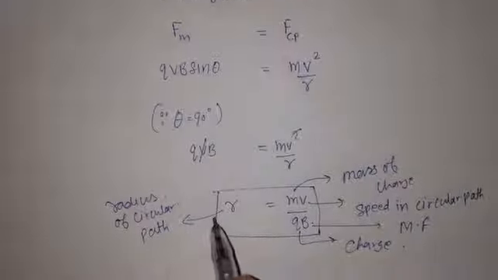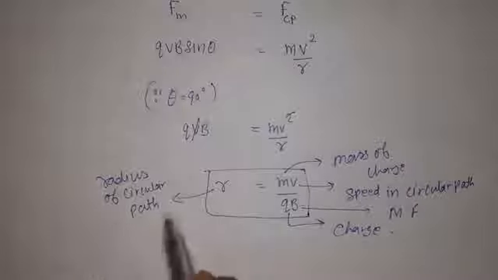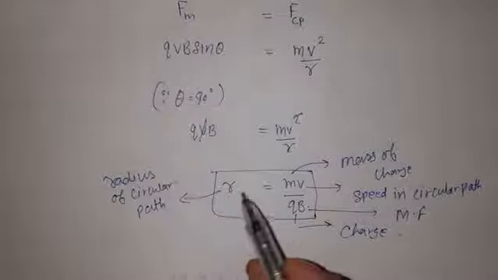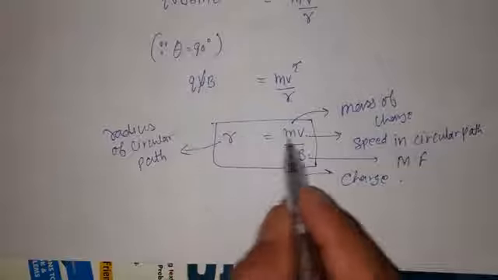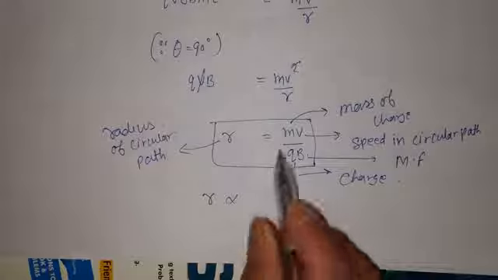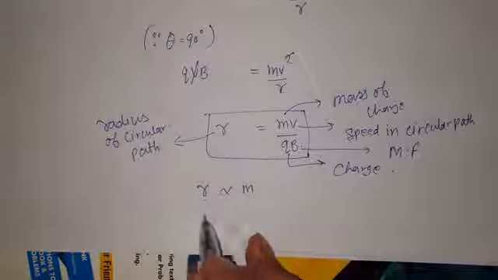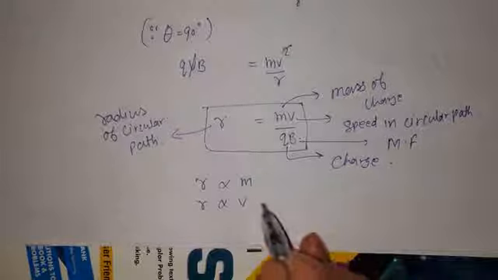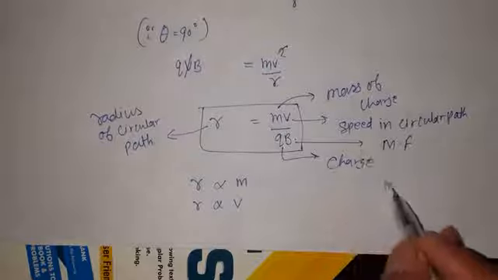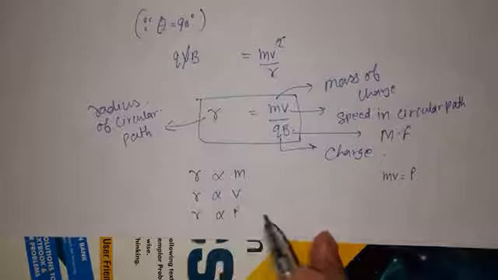So if we look at the radius of the circular path traced by that charged particle, on what factors is it going to depend? We can see it from its formula. The radius of that circular path is directly proportional to the mass of the charge, and directly proportional to the speed. We also know that mass into speed is said to be momentum. mv is what? Momentum. So r is directly proportional to momentum.